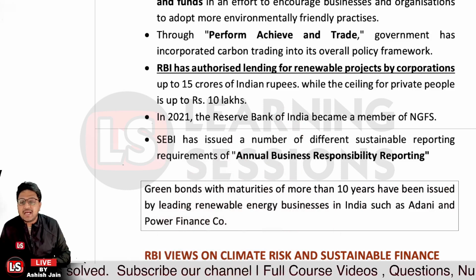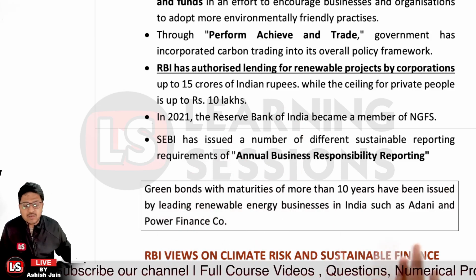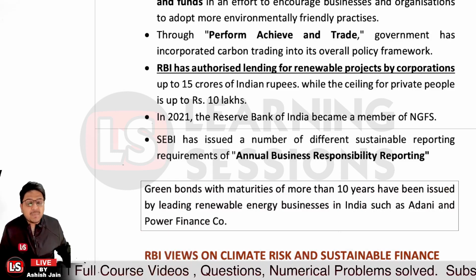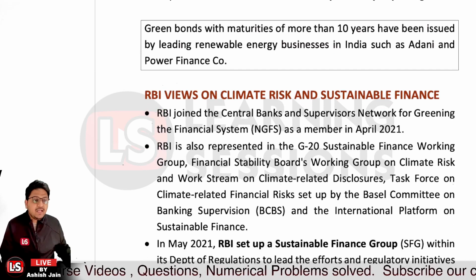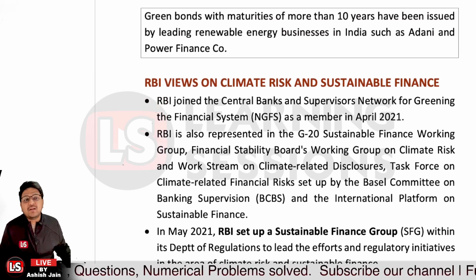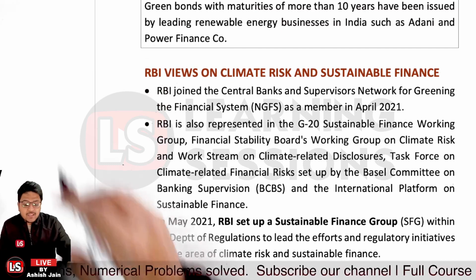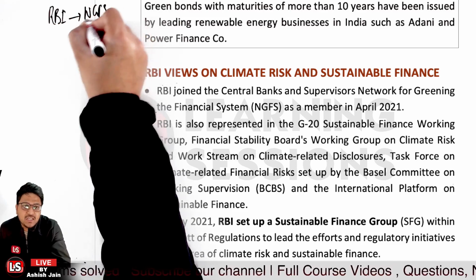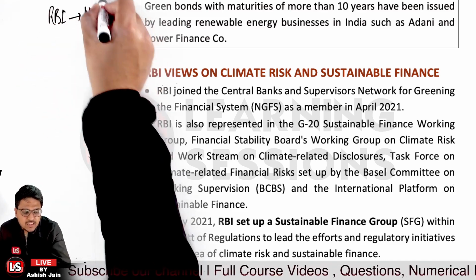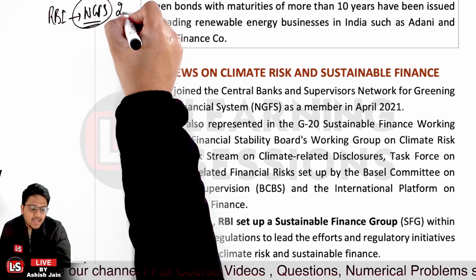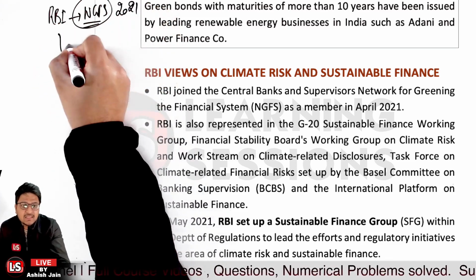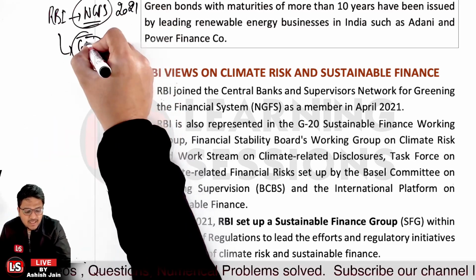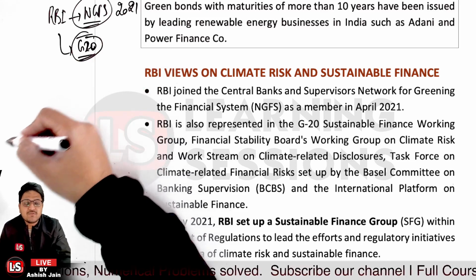Now, green bonds with maturity even longer than 10 years are being issued by big houses and businesses in India, like Adani Power, Finance Company, etc., right? After that, it's related to the Reserve Bank of India's views on climate risk and sustainable finance. As I told you, RBI became a part of NGFS, the Network for Greening the Financial System, in 2021. And RBI also represented itself in the G20 Sustainable Finance Working Group, right?